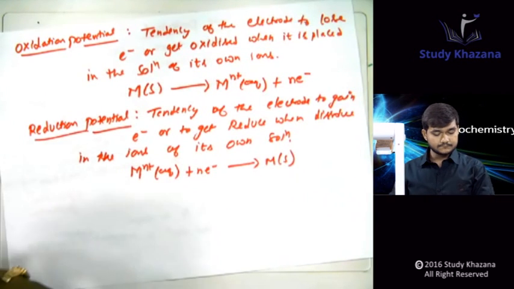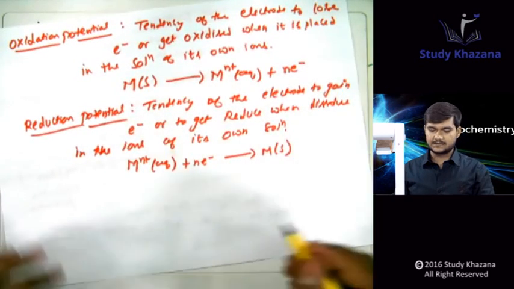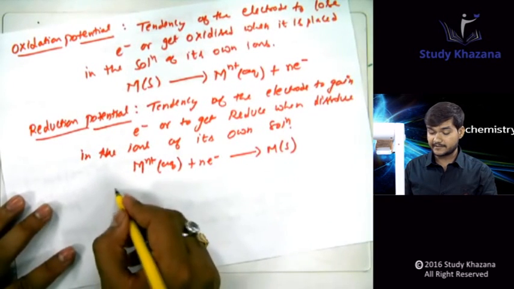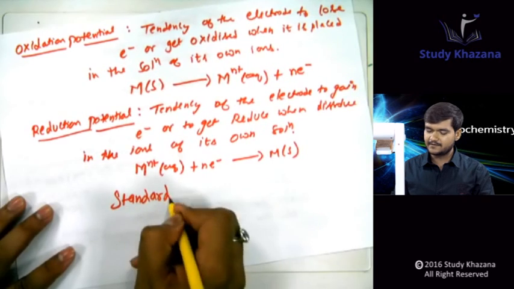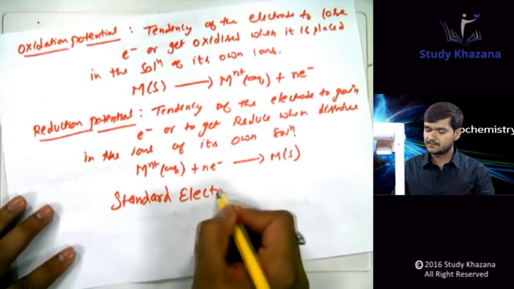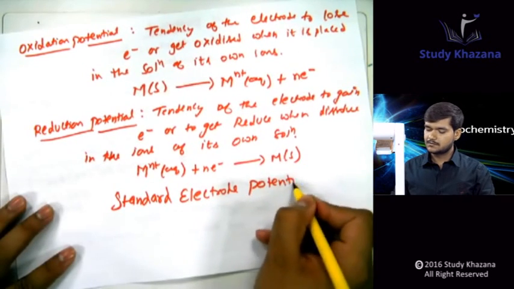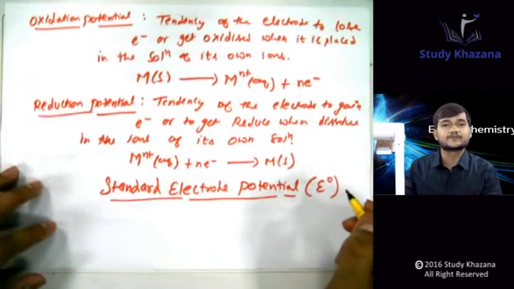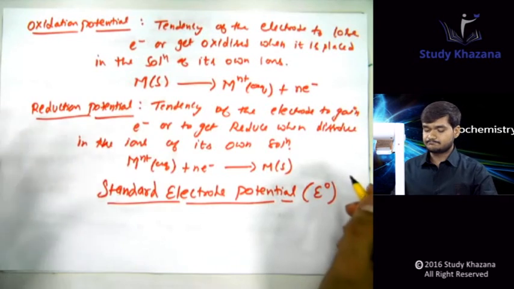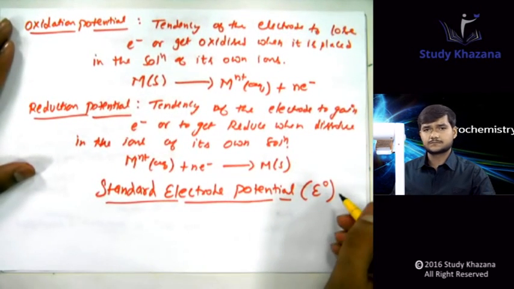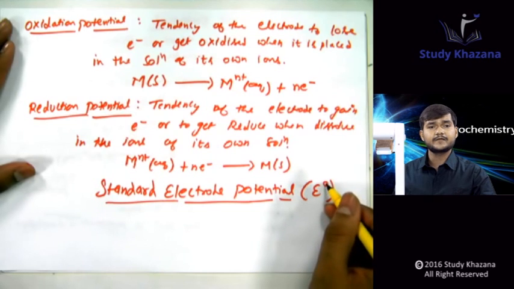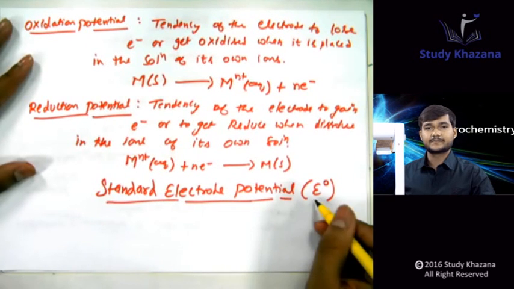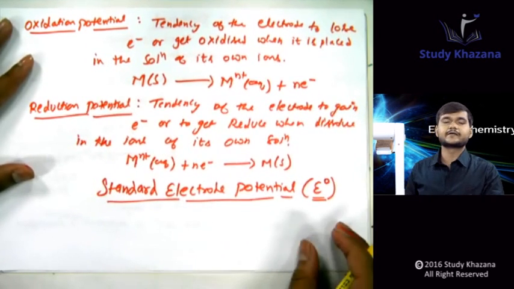Now I'm moving to another subtopic: standard electrode potential. We denote the standard electrode potential by the symbol E naught. Wherever we talk about standard things, like in class 11th, standard energy, standard enthalpy, we always mark them with this naught. In thermodynamics we have done this. Now what is standard electrode potential?